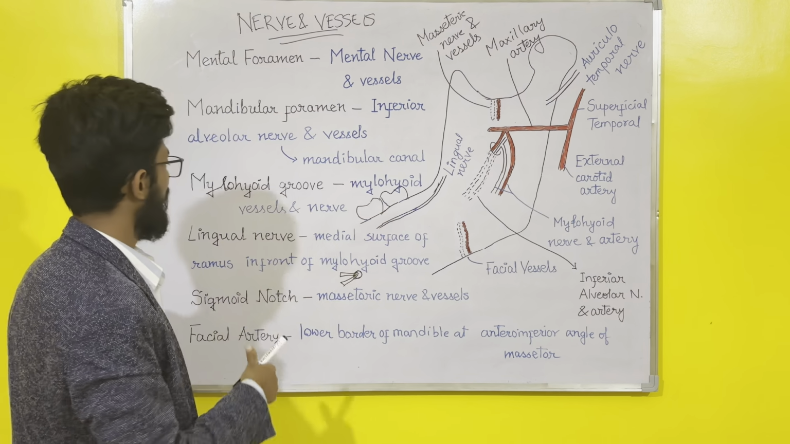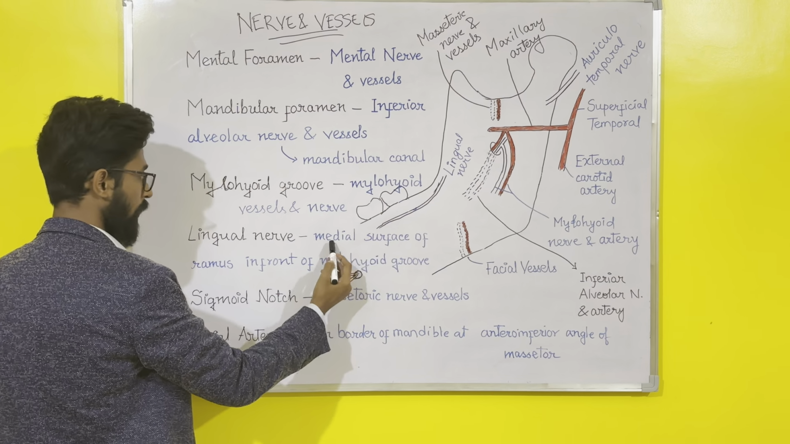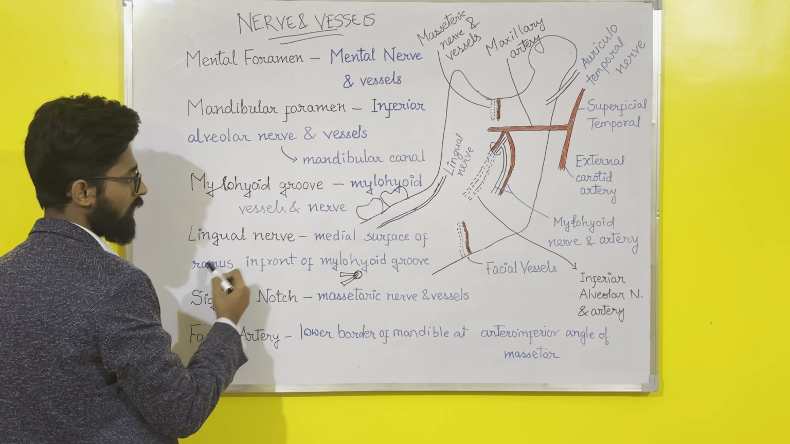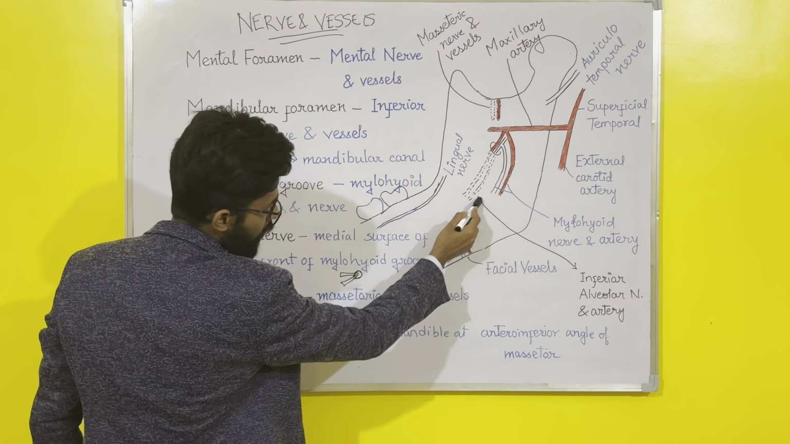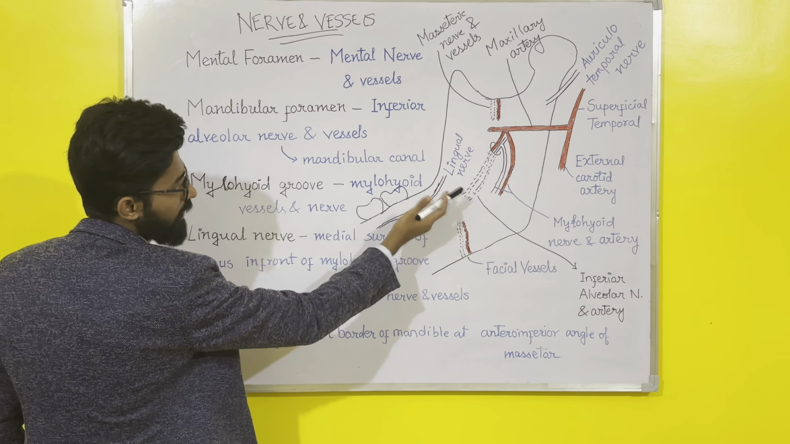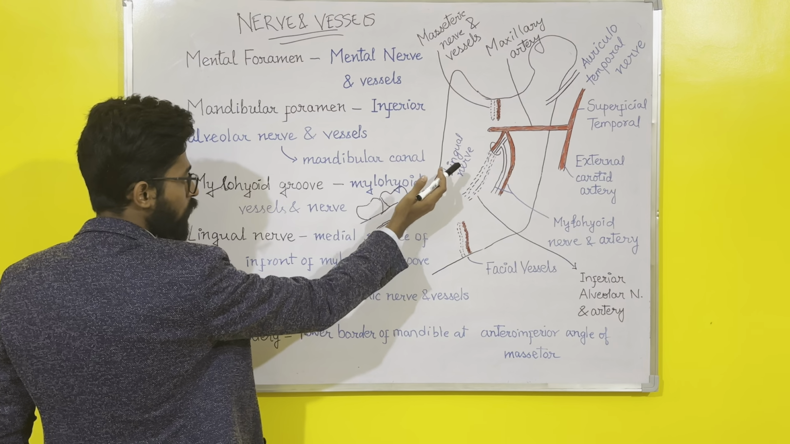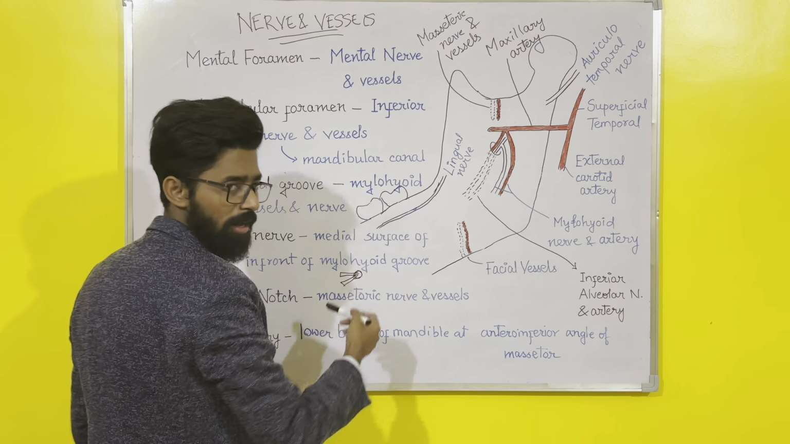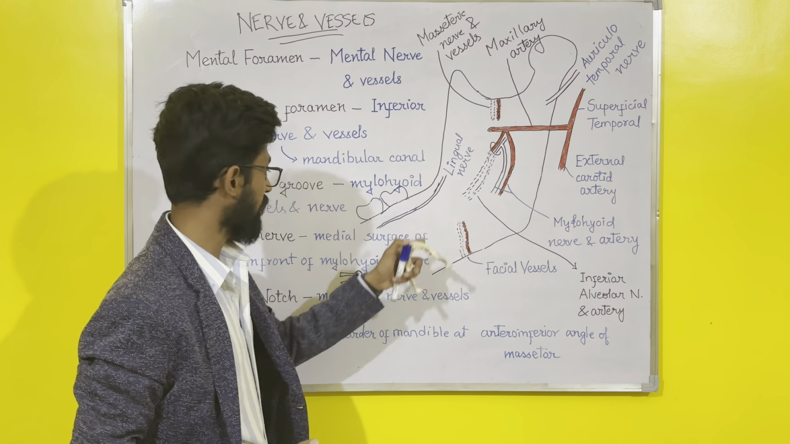Next is the lingual nerve. The lingual nerve is present on the medial surface of the ramus, in front of the mylohyoid groove. The mylohyoid groove is running like this in this region. The lingual nerve is present in front of the mylohyoid groove on the medial surface of the ramus. It is present in very close relation to the roots of the mandibular molars.